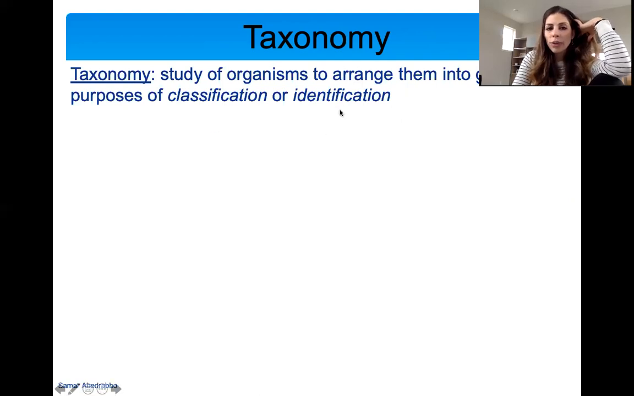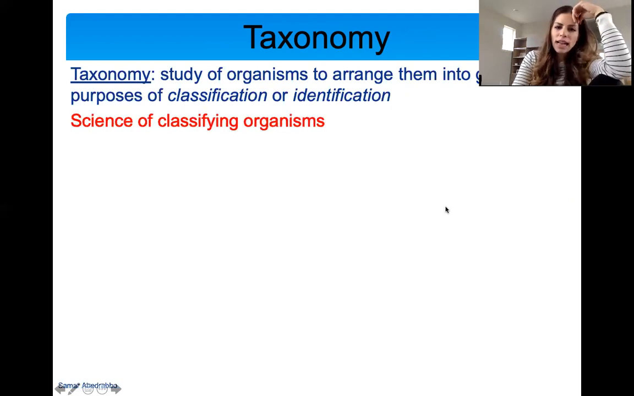And then from there, you would want to identify specifically what it is. So if I classified something as bacteria, okay, what type of bacteria is it? Is it gram negative? Is it gram positive? Is it E. coli? Is it salmonella? Is it H. pylori? So that's the purpose of taxonomy, is to arrange organisms into groups. And it's actually the science of classifying organisms into what they are.